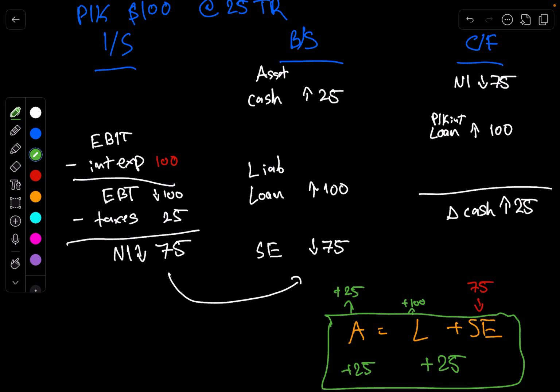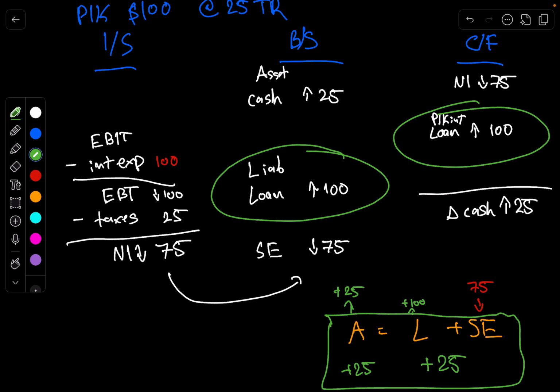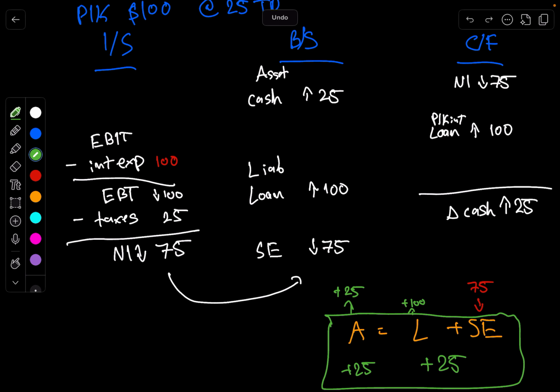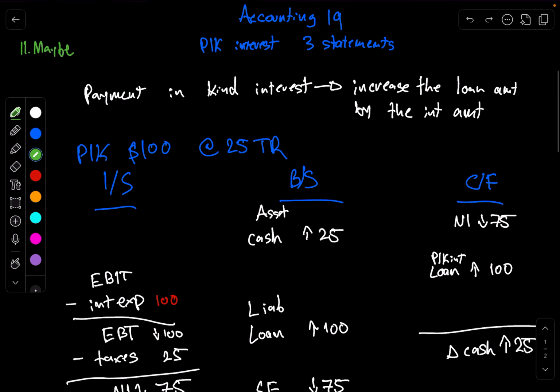We just let the PIK interest accumulate on the loan. It's going to increase the loan amount, and that's why our cash is going to be different, because we had the tax savings. And net income just flows directly to shareholders' equity. So I hope that makes sense, and we'll hop into the next one here.